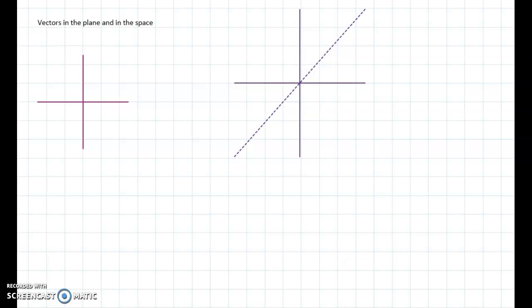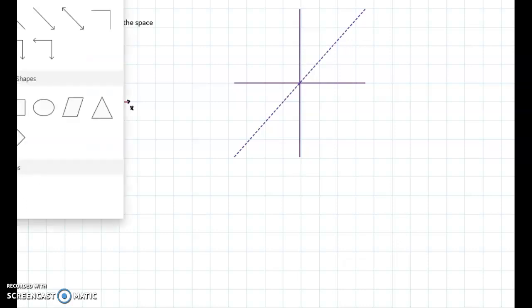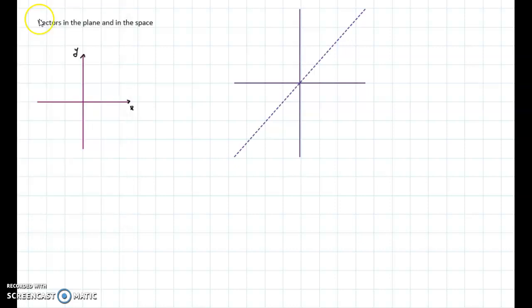We are considering now vectors in the plane and in space. If we are talking about the plane, I have here my coordinate system with my x-axis and my y-axis, and then I'm going to consider a vector over there. I'll represent it at the origin, and I'm going to look at what the x-coordinate of the endpoint is and what the y-coordinate of the endpoint is. And I'm going to use that to represent my vector.